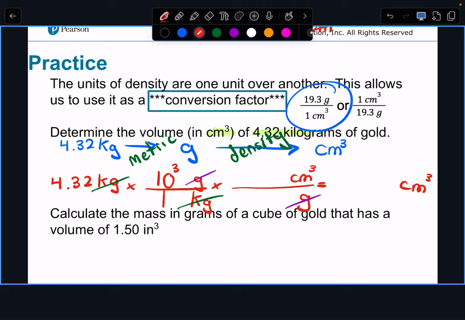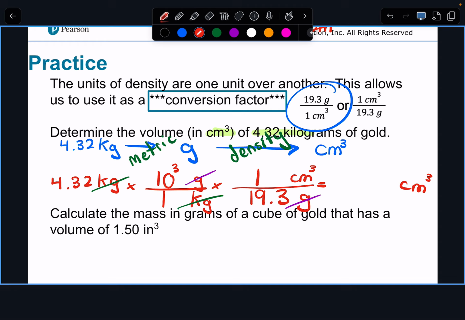Then centimeters cubed and grams, that's my density. So I just need to make sure I take the 19.3 and put it with the grams. So 19.3 goes on the bottom here, and 1 goes with centimeters cubed. And now for the math, just ignore the ones. We don't need those. So 4.32 times 10 to the third divided by 19.3.